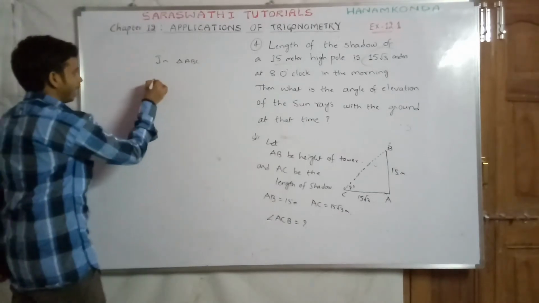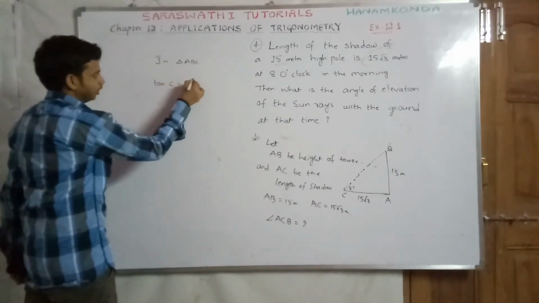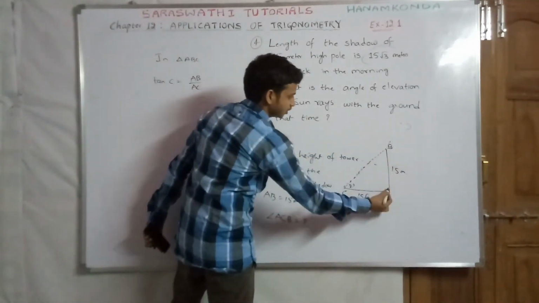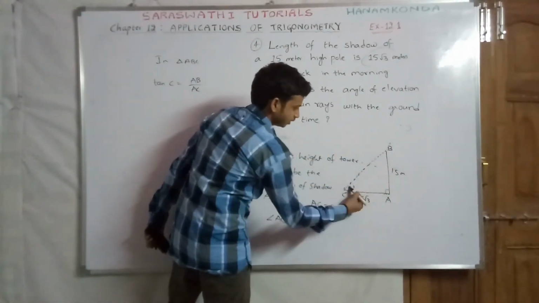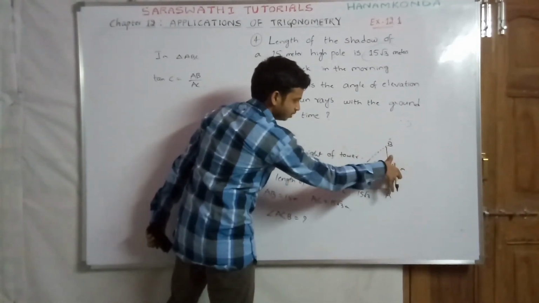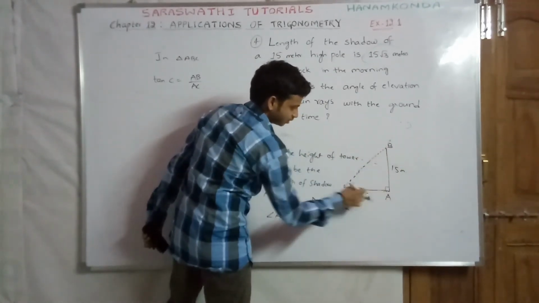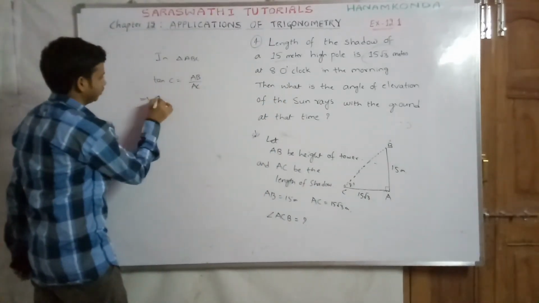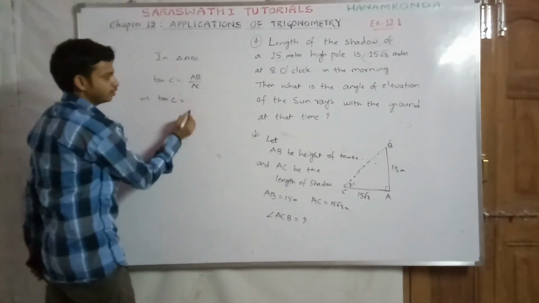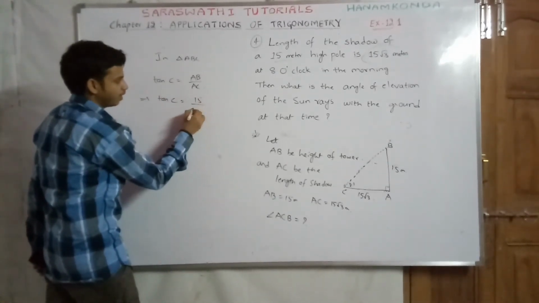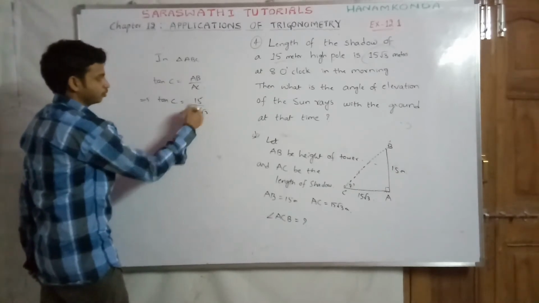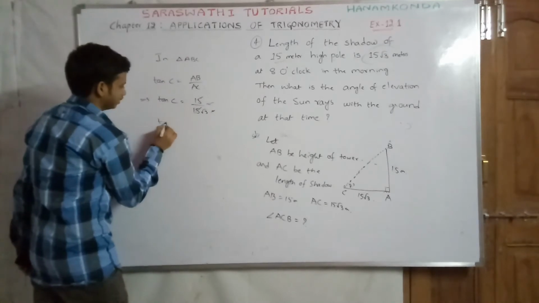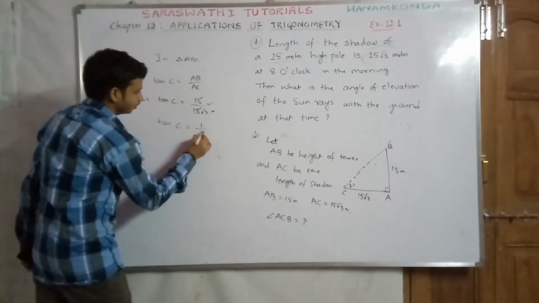So tan C equals AB by AC. Since the pole is in the vertical position, BC is considered the hypotenuse. This is the opposite side to angle C and this is the adjacent side to angle C. So tan C equals opposite by adjacent. It implies tan C equals AB, which is 15 meters, by AC, which is 15 root 3 given in the question. The 15 gets cancelled, and meters also get cancelled. That means tan C equals 1 by root 3.